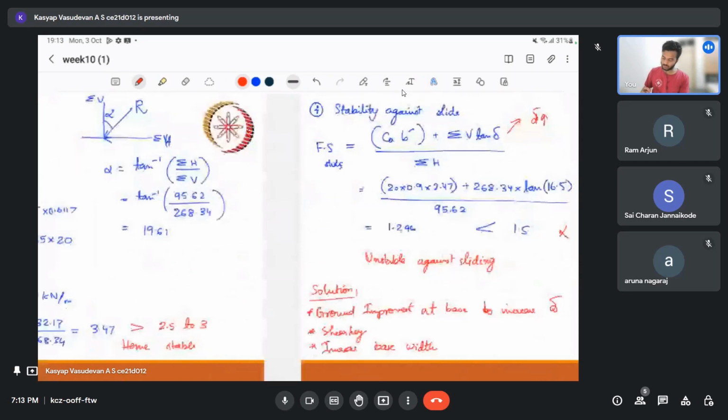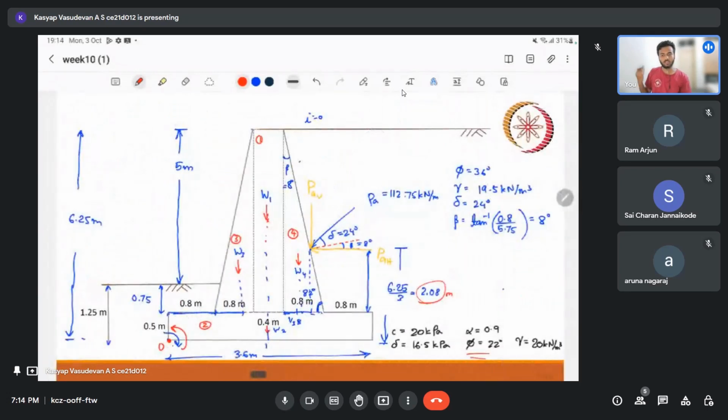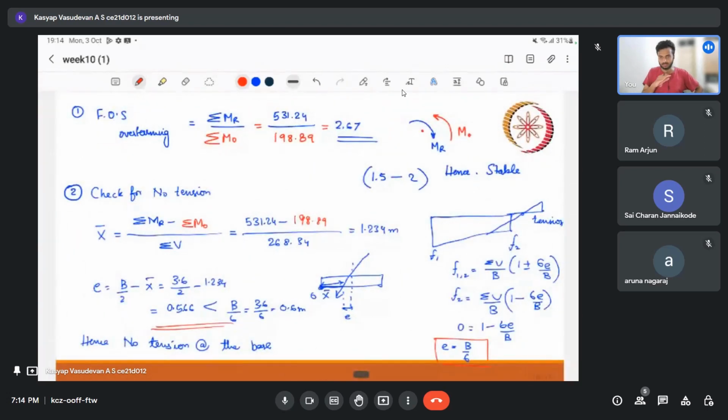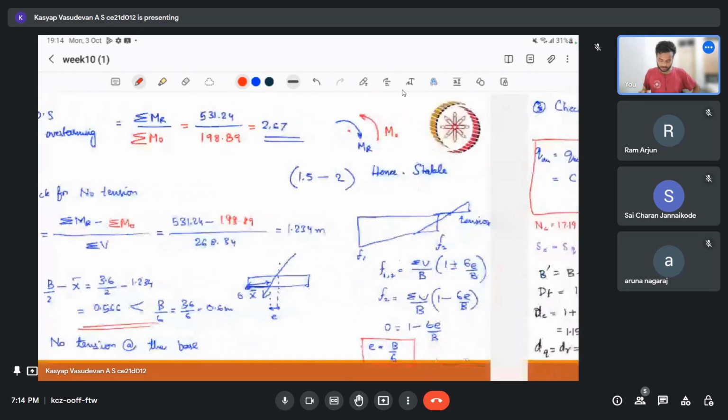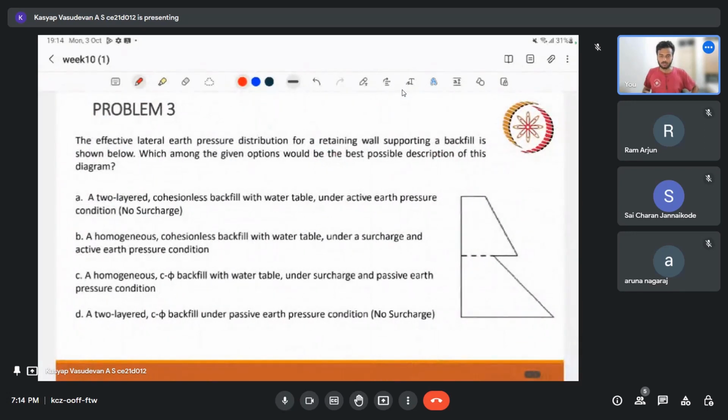We used this formula, Coulomb's theory, and as I told, we can also do it by Rankine's method. I think if I'm not wrong, this week ended with Sir solving a cantilever retaining wall using Rankine's method. It was not completed, that's why I didn't take that up. So we'll hopefully do it next week. I hope everything is clear. A similar problem is also solved in the week, so I would suggest you go through that also. Just to wind up, I would go for small MCQ questions.